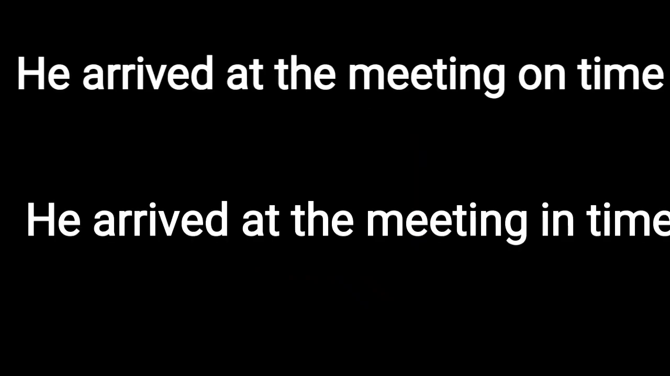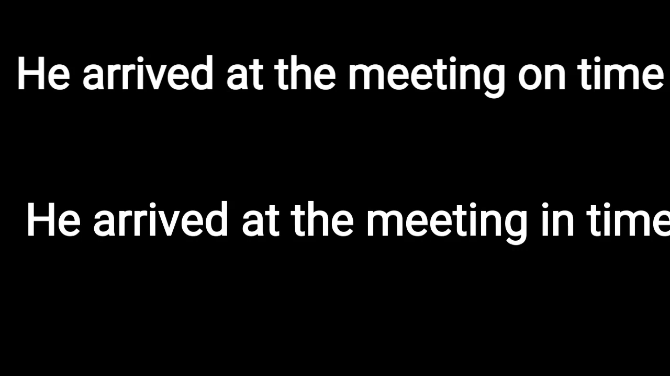Now we've got a fair idea on how to use the prepositions on, in, at. But sometimes it can get a bit confusing because these prepositions can be interchanged and the sentence will still become grammatically right, but the meaning will change. So let's see examples. Take a look at these two sentences. He arrived at the meeting on time. He arrived at the meeting in time. Both the sentences are grammatically correct, but they mean different.